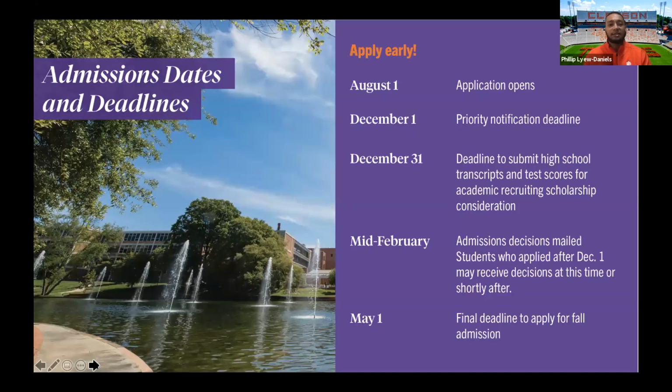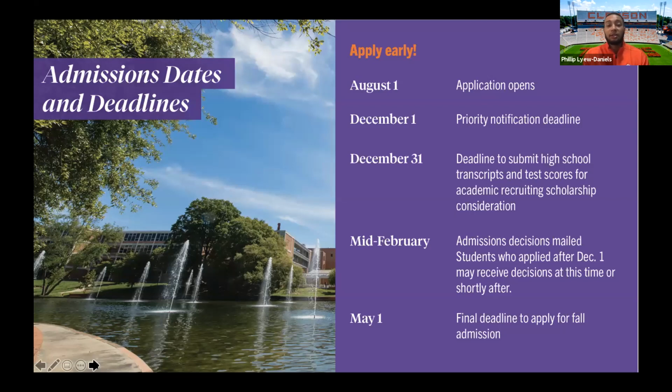So my admissions dates and deadlines. This is probably the second most important slide through my entire presentation. Clemson University does not have any early action or early decision deadlines. Instead, we have what we call a priority notification deadline. Our application is open now and will open on August 1st each year. December 1st is our priority notification deadline.